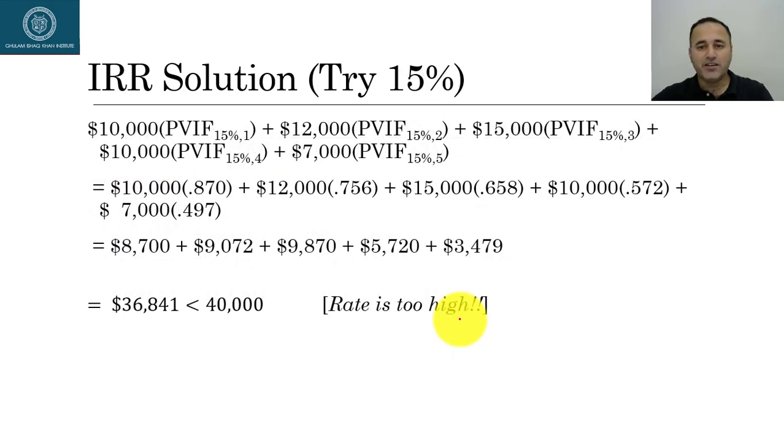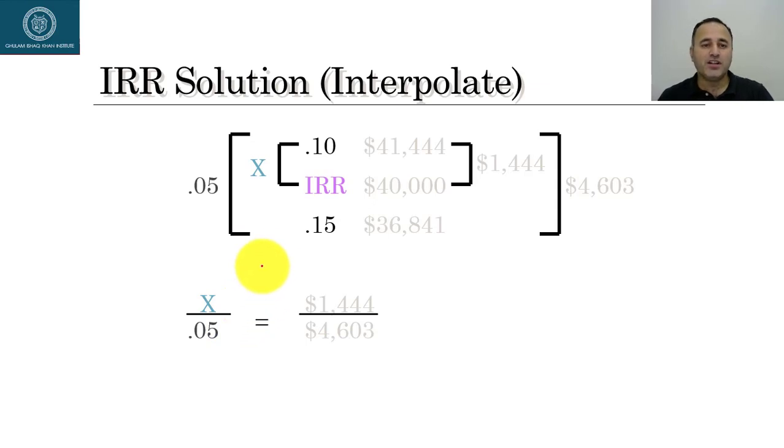So let's try 15%. As you can see, with a 15% interest rate, the present value of all cash inflows is $36,841, which is less than $40,000. And then we can use interpolation, and the way we do it is, first of all, we plot numbers.